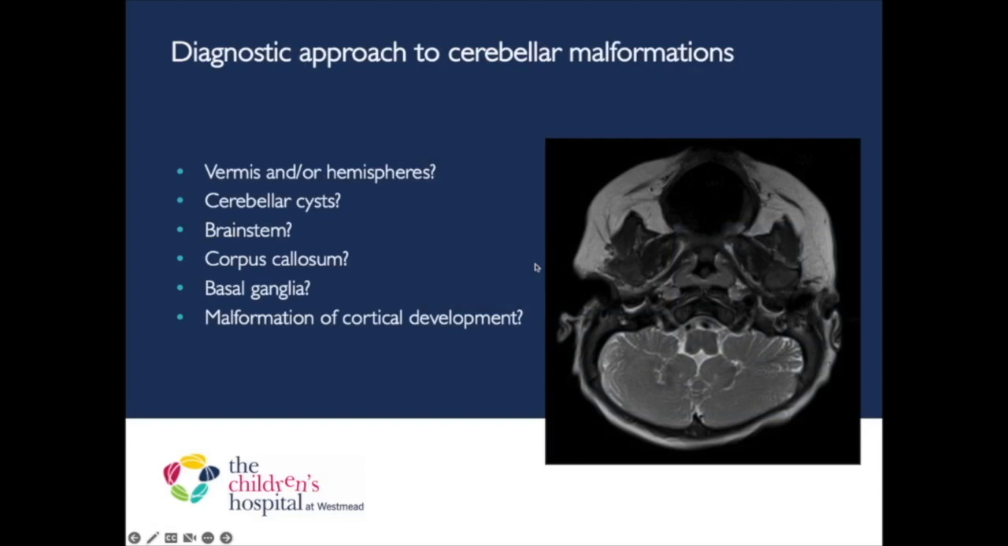So how do we approach cerebellar malformations with pattern recognition? We look, first of all, at which part of the cerebellum is abnormal, be it dysplastic or atrophic. Is it the vermis or is it the hemispheres? We look for cerebellar cysts, which can be very helpful. Is the brainstem normal? Is the corpus callosum normal? Are the basal ganglia normal? And are there malformations of cortical development?